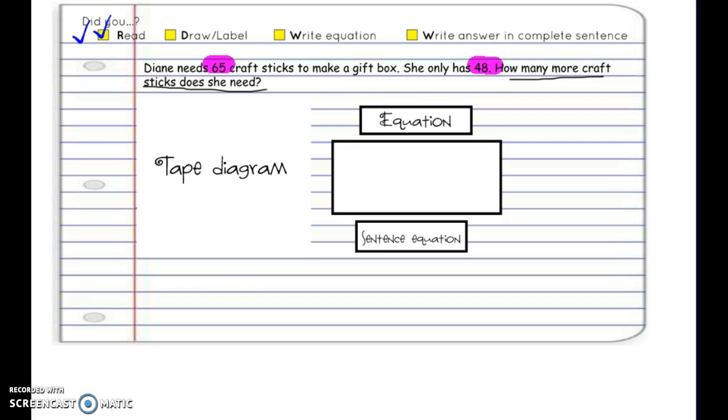When I draw and label, I do want to use the tape diagram. This will help me get my thinking in the right area. So if I think about this, I know that Diane needs 65 craft sticks. So I'm thinking that's the total amount that she's going to need. However, she only has 48. So that means that 48 has to be one of the parts. So in your tape diagram, go ahead and draw how you think these two numbers will fit into the diagram. Pause the video while you do so, then press play when you're ready to continue.